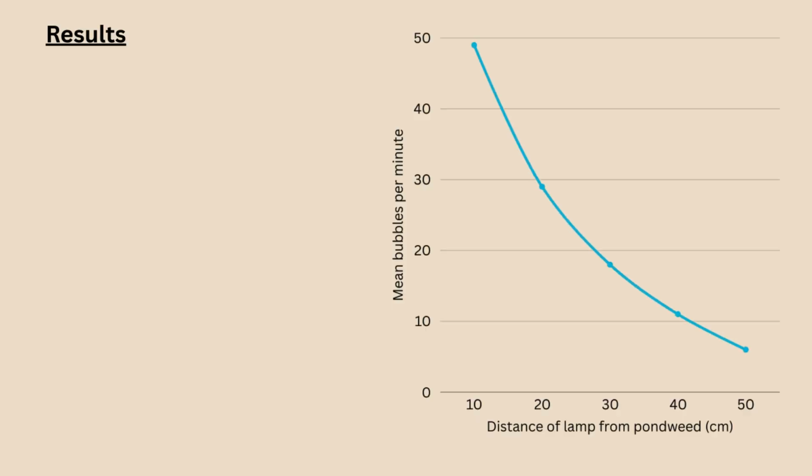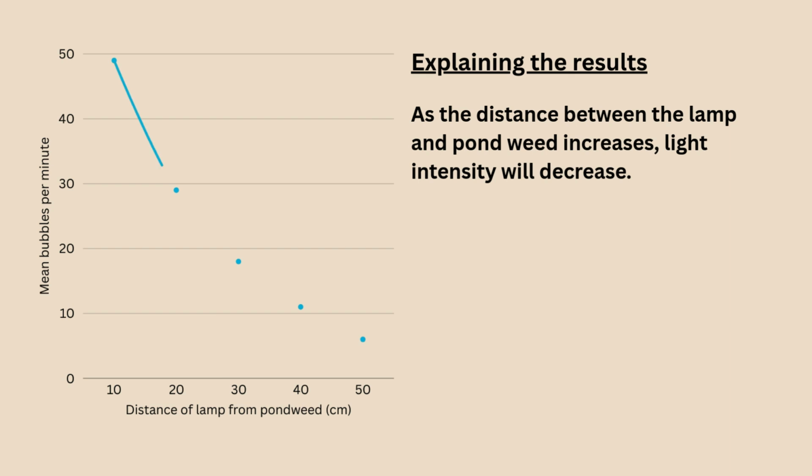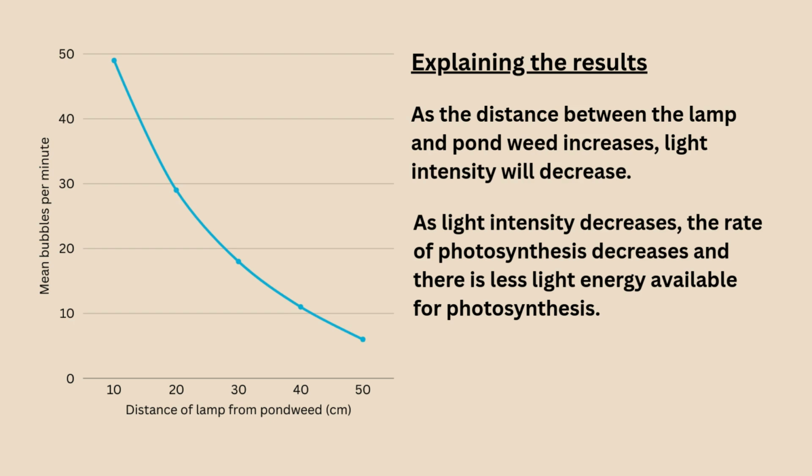We have our graph here of our results in our data table, and as you can see, as the distance of the lamp from the pondweed increases, the mean number of bubbles per minute will decrease. As the distance between the lamp and the pondweed increases, the light intensity will decrease, and so that is why the number of bubbles per minute will also decrease. As the light intensity decreases, the rate of photosynthesis decreases, and there is less light energy available for photosynthesis. So this is why the mean number of bubbles per minute decrease.